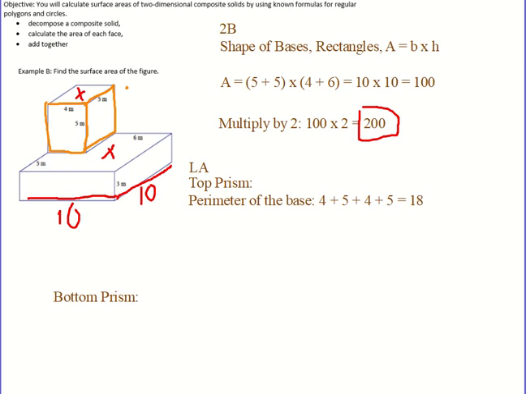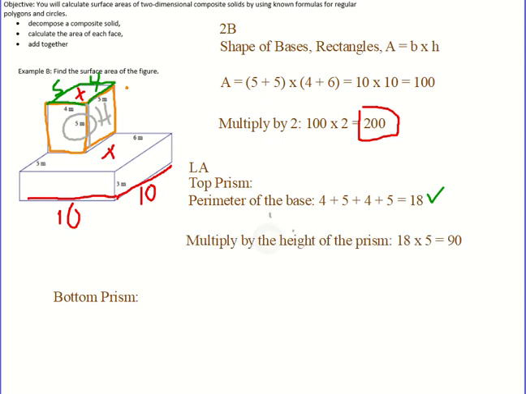I'm going to use the perimeter of the base of that shape. Again, how to get it? You're going to take the 4 plus the 5 plus the 4 plus the 5. Add them together, you get 18. And then you're going to multiply by the height of this prism, which is 5. And you get 90.